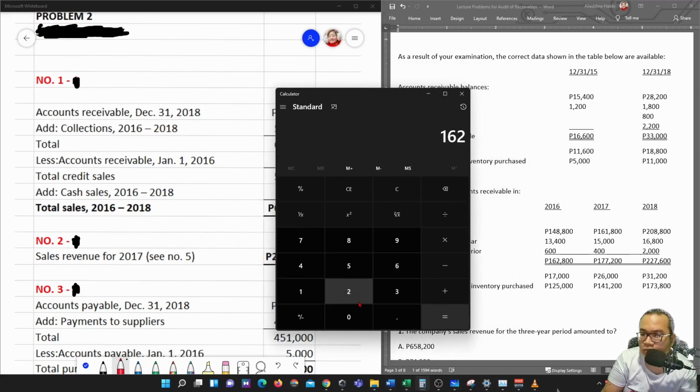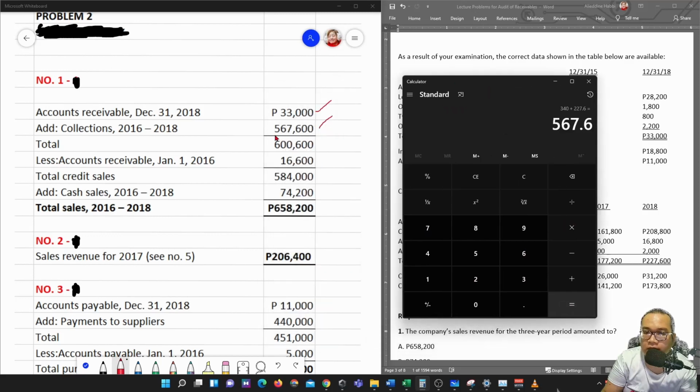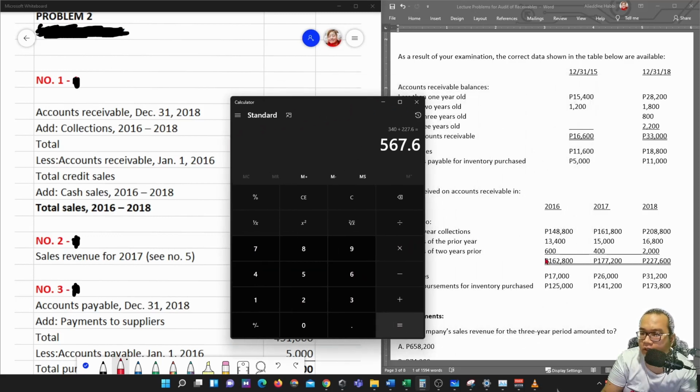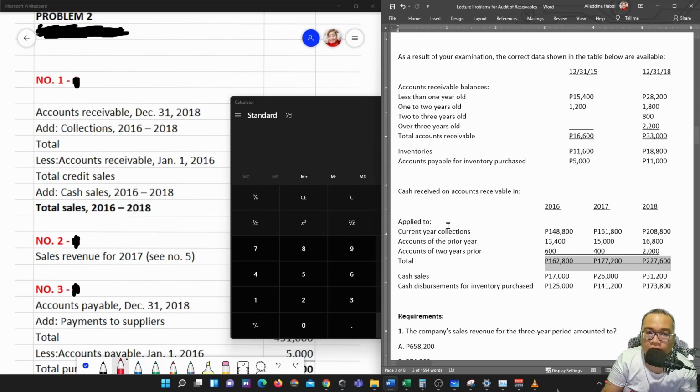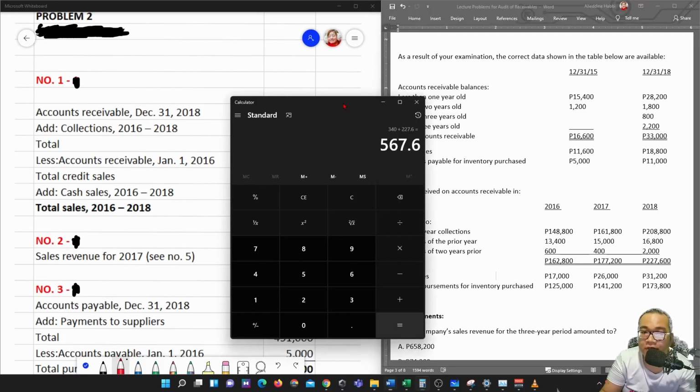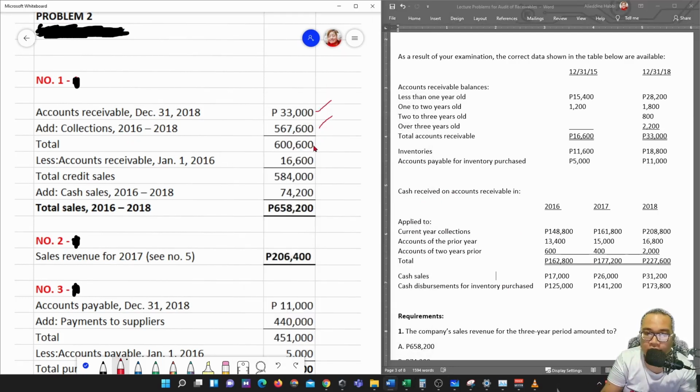Sige, 162.8. Yung mga tamad, ganito yan mag-add. Mga technique, like ganito. So, yun. 567,600. Ito sila, add mo lang. Kasi nga, tinatawag collections. Ibig sabihin, cash received on accounts receivable, galing sa sales mo. Yeah? Next yung total mo.